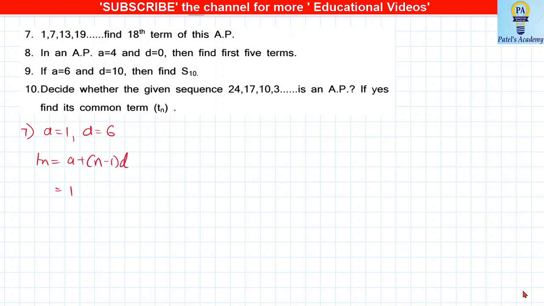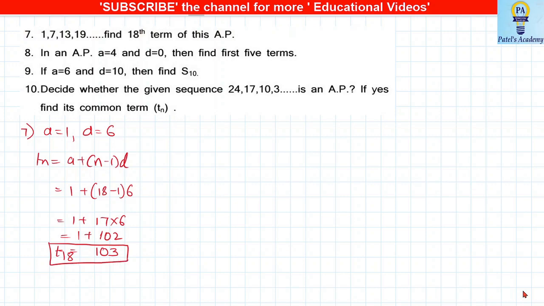So A is 1 plus, we are finding which term? 18th term. So 18 minus 1 into 6. So that is 1 plus 17 into 6. So that is 1 plus, we get 102. Answer is 103. So that is nothing but which term? 18th term. So T18 is 103. Okay, we got the 18th term. Let's see the next one.